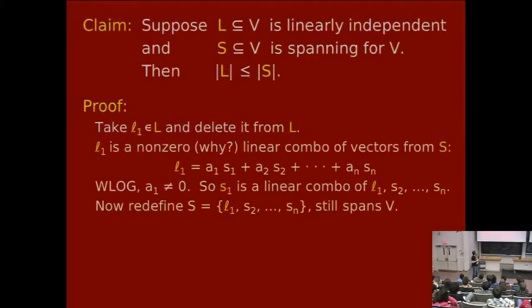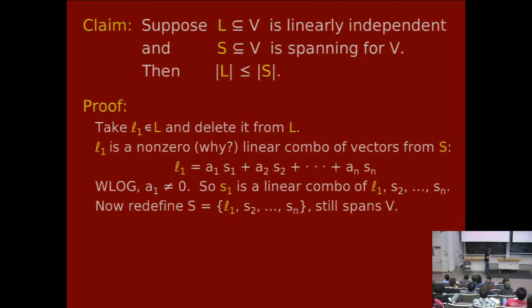So we kind of took one guy from L, deleted it, and moved it into S. And we still maintained the fact that L is a linearly independent set, unless we got rid of everything. Actually, it's still a linearly independent set, and S now was still a spanning set of the same size.